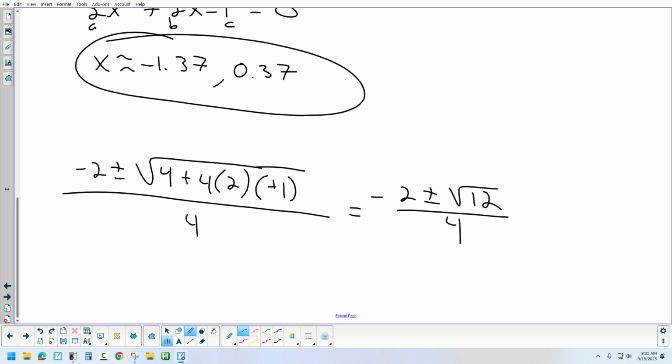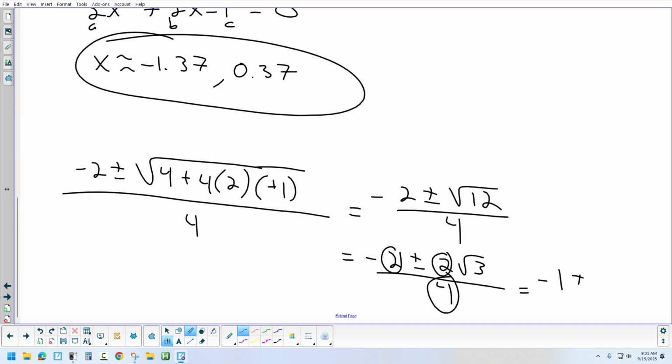And if we reduce that as much as we can, square root of 12, you can break 12 up into 4 times 3. So it's 2 root 3 over 4. And once I reduce that, all of these numbers are divisible by 2. So if I asked you for the fully simplified answer, I'm looking for negative 1 plus or minus root 3 divided by 2. Now we can check that against the decimal and make sure it comes out to negative 1.37.